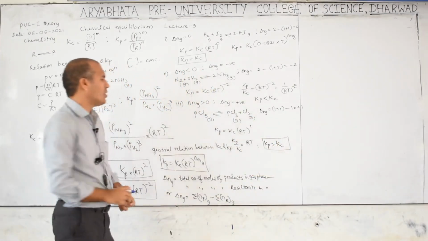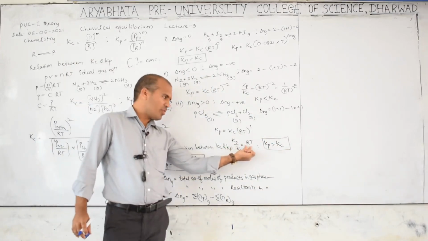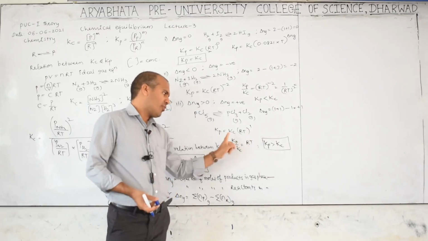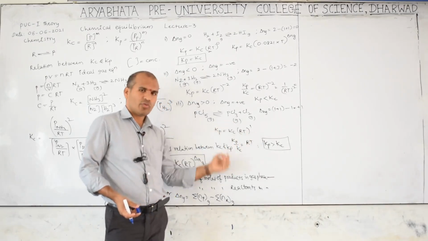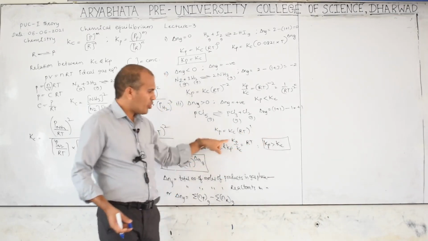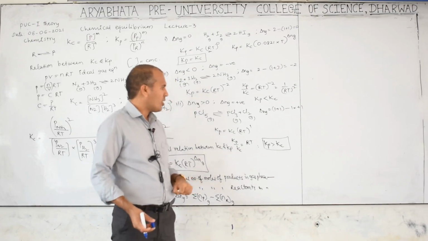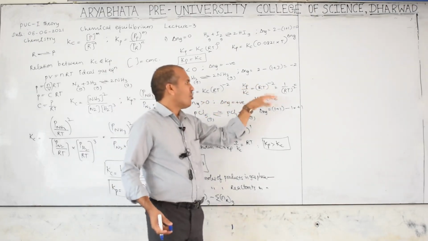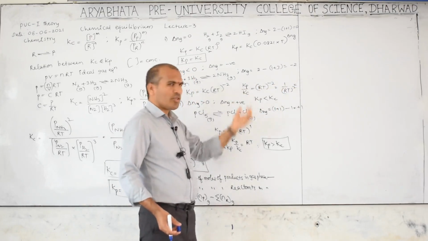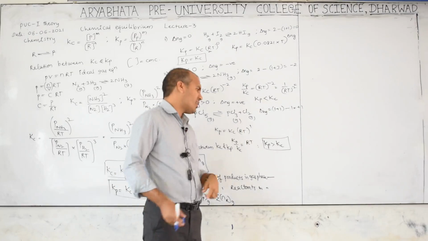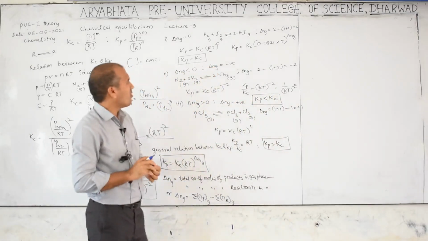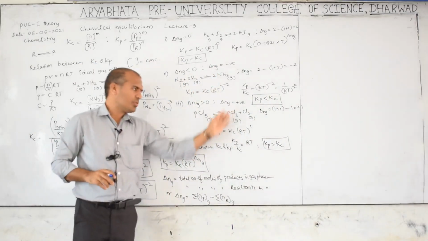Clear? The right side value should be positive, meaning the numerator should be greater and the denominator smaller. For example, 4 by 2 gives 2, a positive answer. But in the previous case we are getting a smaller value, so to get the smaller value the denominator should be higher, therefore Kc is greater. These relations given in the box are all very important. 1, 2, 3.